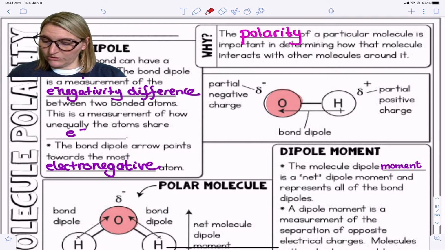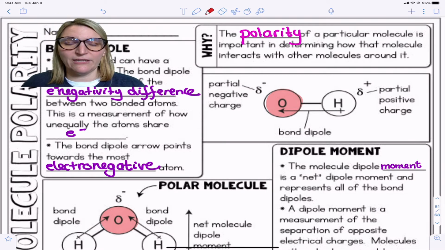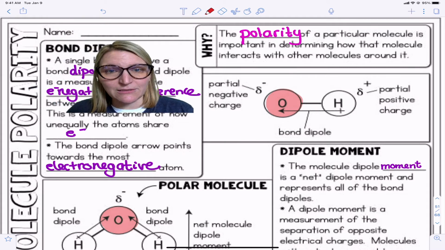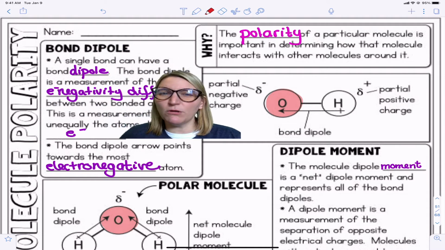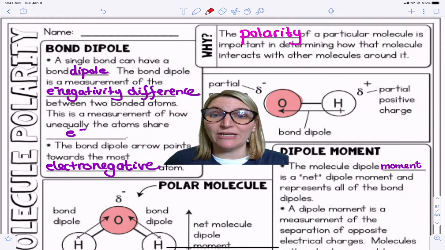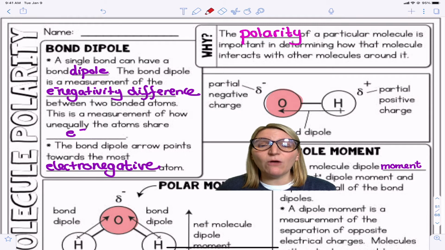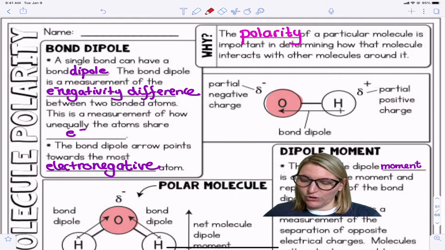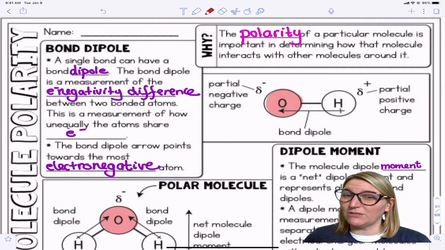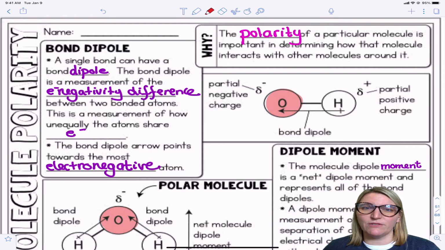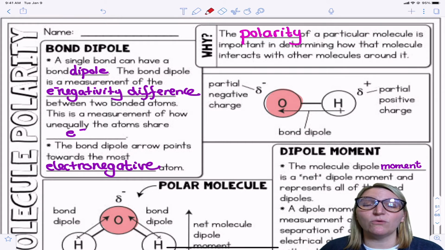This brings us to the relationship between a polar bond and a polar molecule. A polar bond doesn't really matter all that much by itself. What it does is it helps us understand polar molecules. So this is a little different, more sophisticated vocabulary for this, definitely more sophisticated than you used in bio. So you can see the why part. The polarity of a particular molecule is important in determining how that molecule interacts with other molecules around it. It's going to give us solubility, melting point, boiling point, all sorts of stuff.